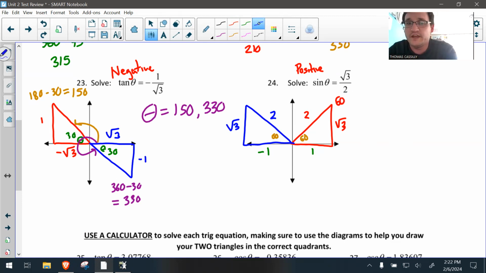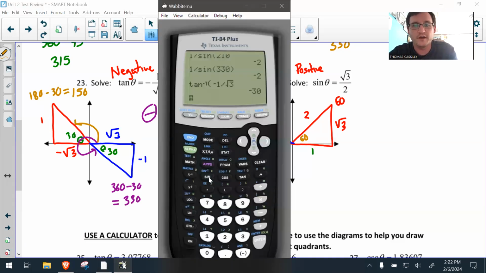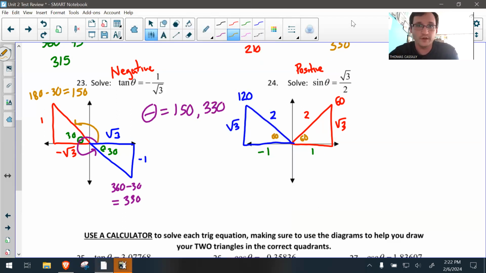And the blue one is 180 minus 60 degrees, or 120, right? So if you do remember those 30, 60, 90 and 45, 45, 90 triangles, this one will save you a lot of time. You don't have to type it into your calculator. We could, right? We could do the inverse sine of the square root of 3 divided by 2, right? And there's that 60 degrees. But just knowing those triangles saves us a little bit of time. All right, so theta equals 60 and 120. All right, and that one's done.